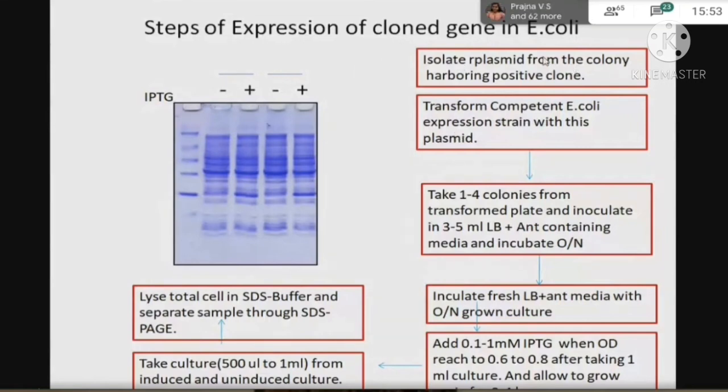Both are E. coli, but we don't express our gene in DH5 alpha, DH10 beta and other TOPO strains. We isolate the positive plasmid from that cloning strain and then transform this E. coli expression strain.